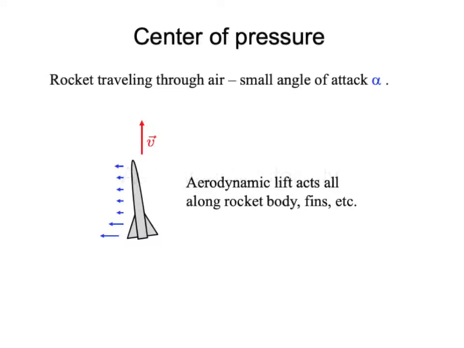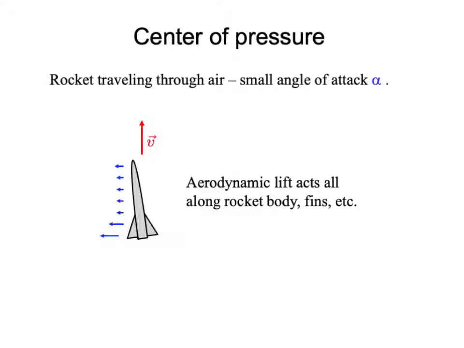Which brings us to the subject of aerodynamic stability. So let's imagine that we have a rocket. Let's have it be launching from the ground, so it's moving upward. And let's imagine that it's not moving quite straight. Its angle of attack is small, but not zero.